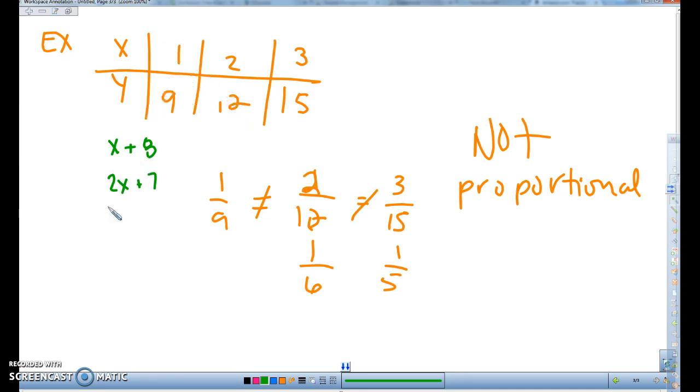Okay, what if I multiply by 3? 3 times 1 is 3 plus 6 is 9. Does that work over here? Well, 3 times 2 is 6 plus 6 is 12. And we check it for that last one. 3 times 3 is 9 plus 6 is 15. So we know our function rule is 3x plus 6. Notice this is not of the form y equals kx. Okay, so that's how we also can check that it's not proportional.